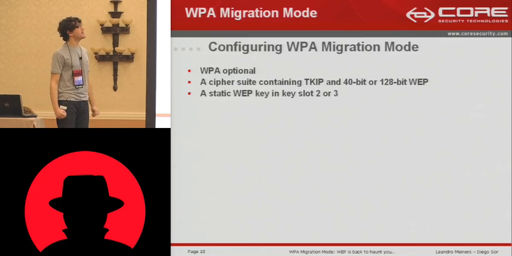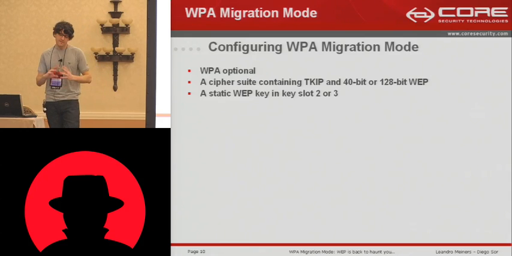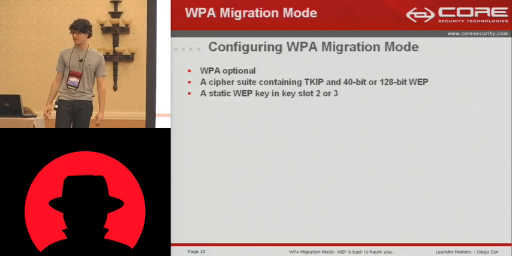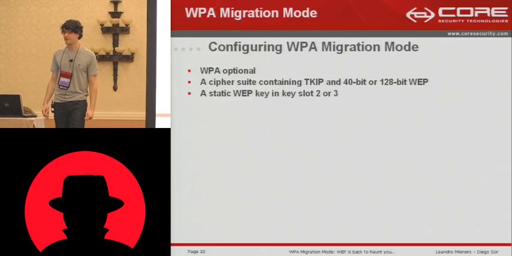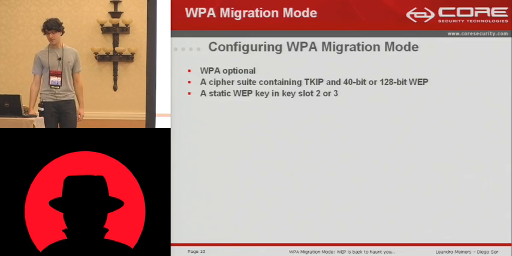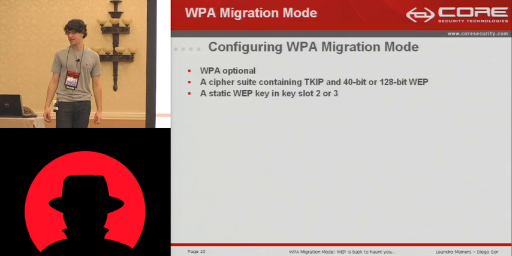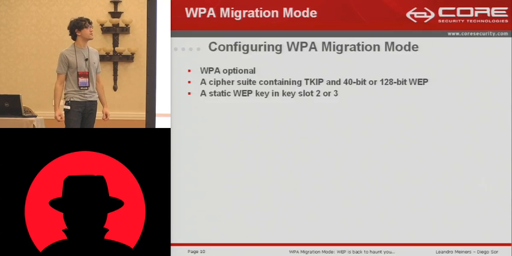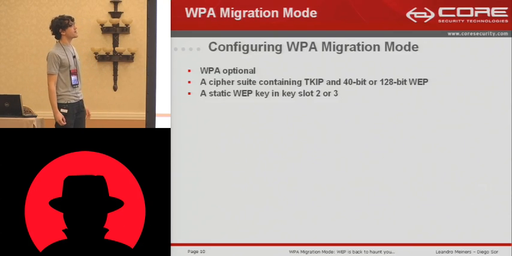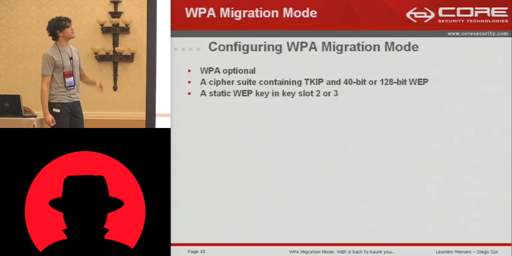So WPA migration mode, from Cisco's documentation, requires a cipher suite containing TKIP and 40-bit or 128-bit WEP configuration, and a static WEP key in key slot 2 or 3. This is one of the differences from the typical WEP configuration, because it is a requirement to put the key in slot 2 or 3.